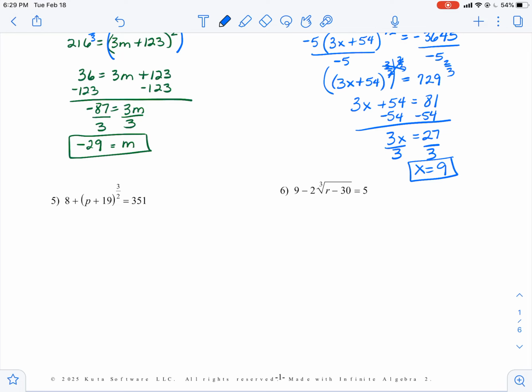If you think about how we solved our square roots, we're going to do the same thing. So this is our rational piece of it. So I need to move the 9. So I'm going to get a -4. I need to divide off the -2.